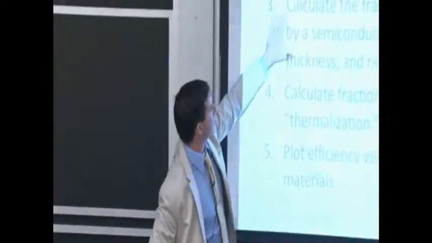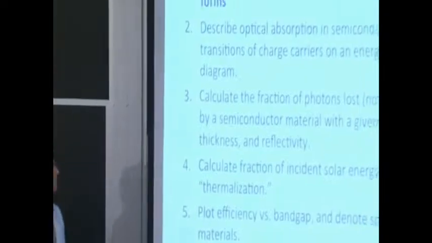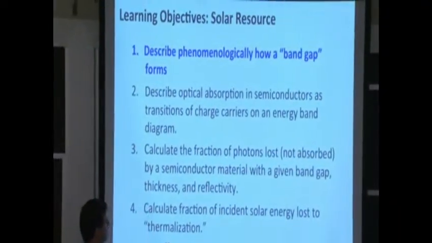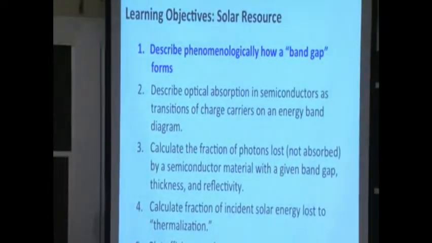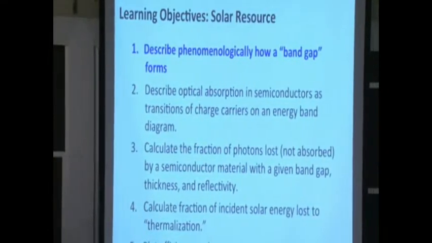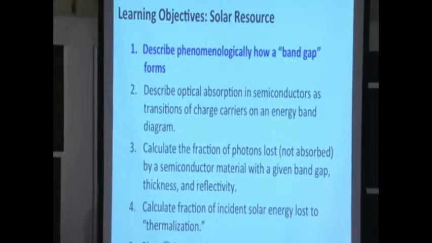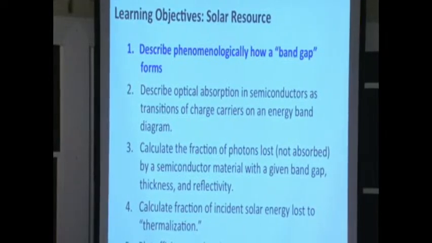That's important because then we'll be able to calculate the fraction of photons lost, not absorbed, by a given semiconductor material. We'll be able to calculate the fraction of incident solar energy that is lost as well due to a phenomenon called thermalization. And finally, we're going to be able to plot efficiency versus band gap and denote specific materials on it. In other words, we are going to be doing our first higher level efficiency calculations for a solar cell device by the end of today's lecture.